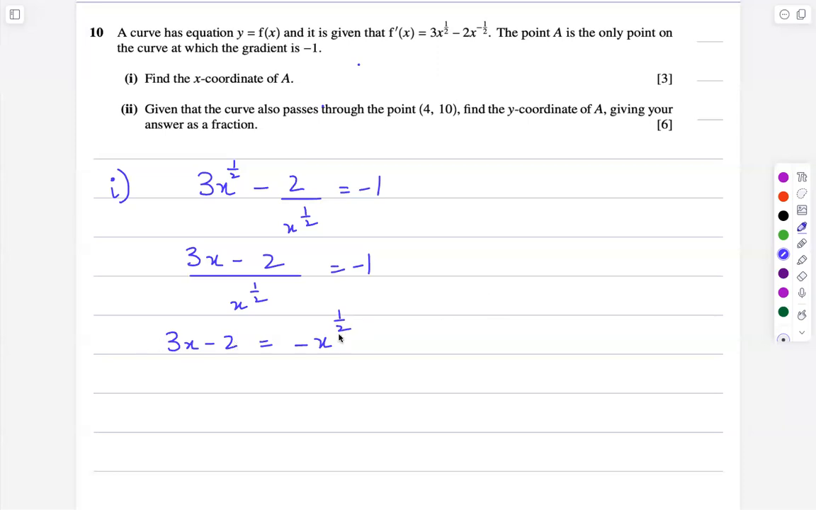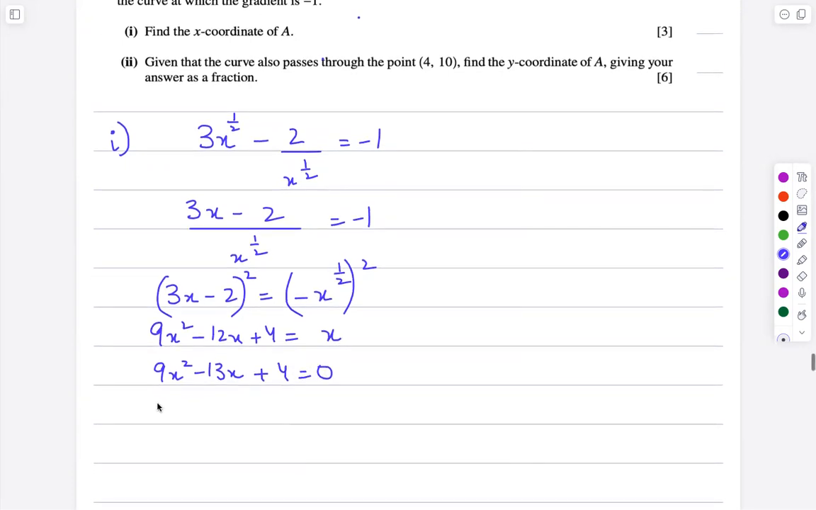Now to solve this equation, we can square both the sides, or we can use a substitution in place of x. If we square both the sides, we'll get 9x squared minus 12x plus 4 equals, so minus x to the power half whole squared will become plus x. Taking this x on the left hand side, that will become 9x squared minus 13x plus 4 equals 0.